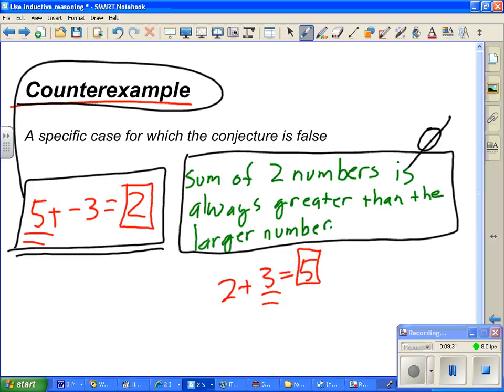Counterexamples. You'll learn to love them because if I can find a counterexample, it proves it doesn't work. And it's a lot less work than trying to prove that something works for every single case, which we'll have to do too. But counterexamples just make your life easier because you don't have to prove everything. Okay, you just have to find one thing that doesn't work.